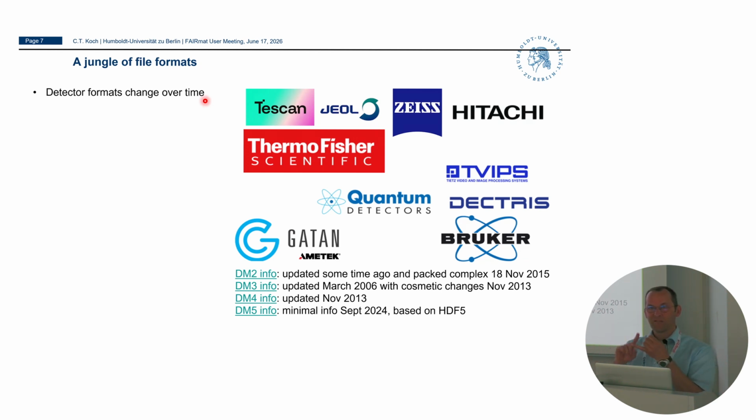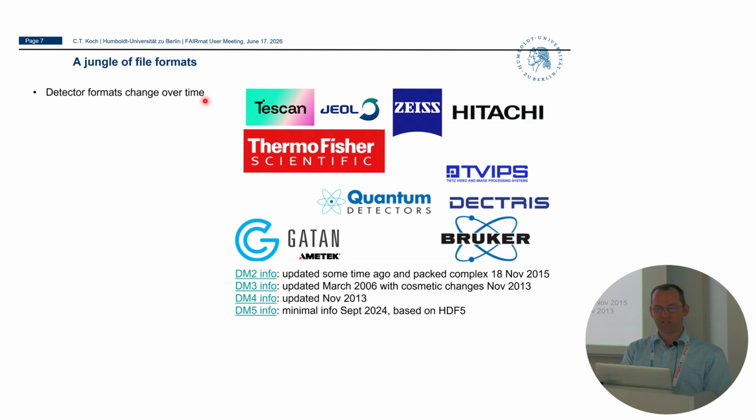So you have a camera, you have maybe a second camera because you want to have direct detection, you want to have CCDs, you want to have EDX, you want to have all kinds of detectors, and they can come from different companies, and they all then update their software independent of one another. So you have also changing data formats.